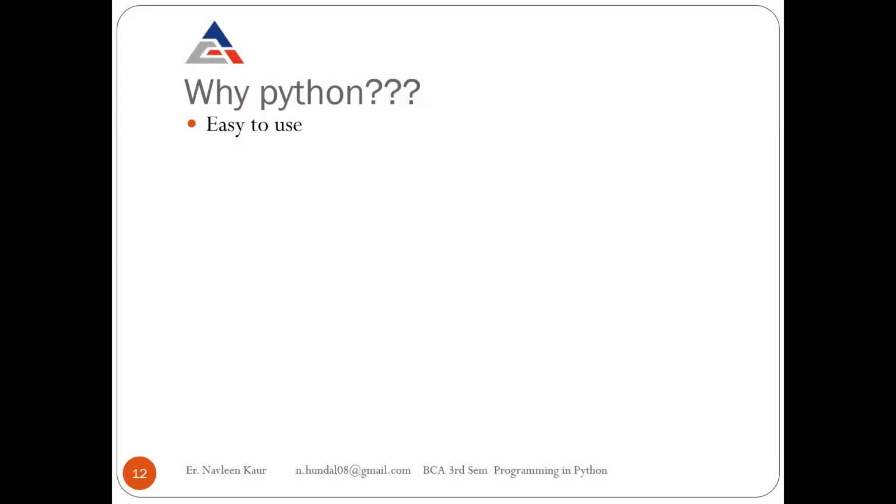So why Python? The first and foremost reason is that it is easy to use. I will prefer an Android or Apple phone as compared to a phone with buttons. Why? Because Android and Apple phones are touch phones, and they are easy to use and easy to operate. Similarly, we human beings always prefer those things which we find easy to use.